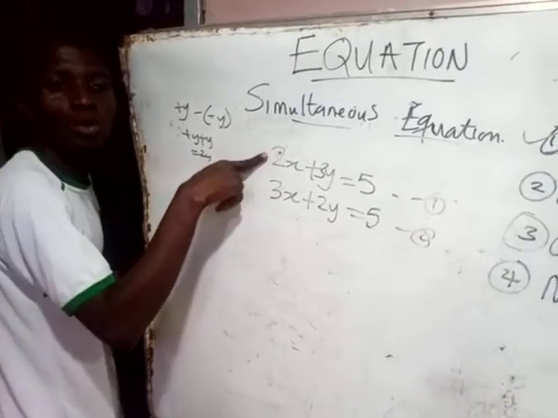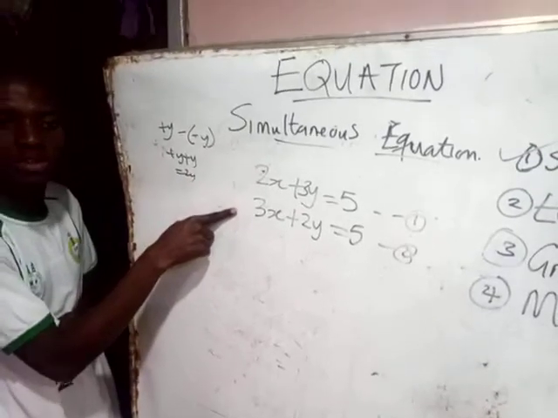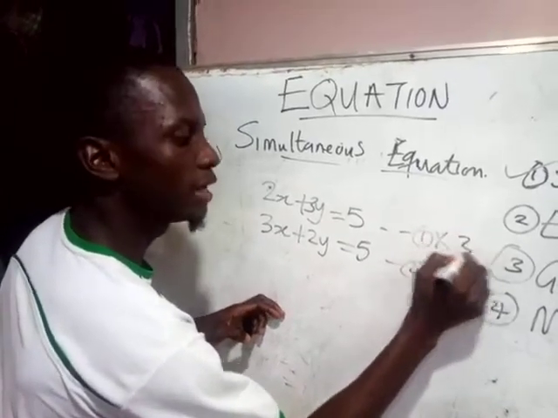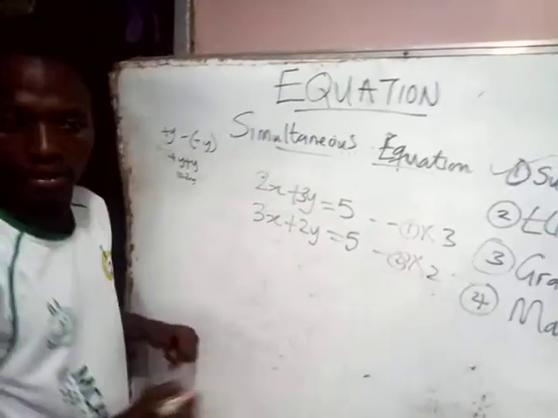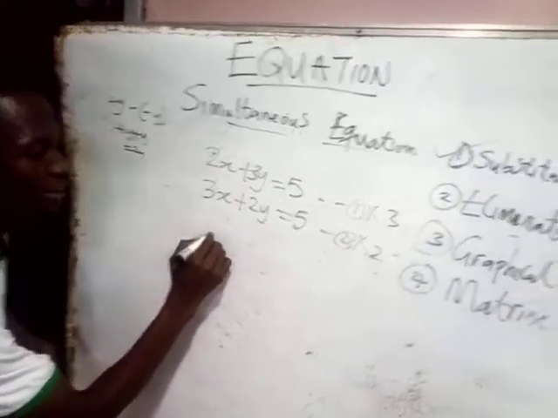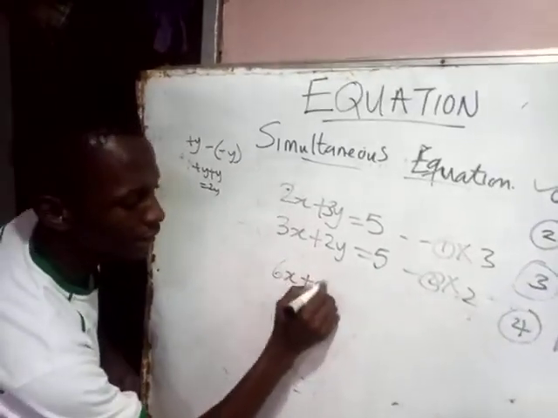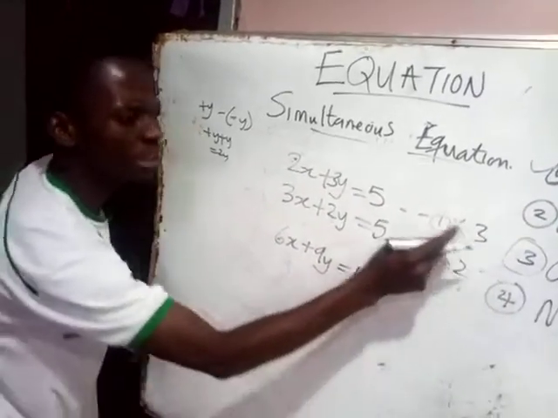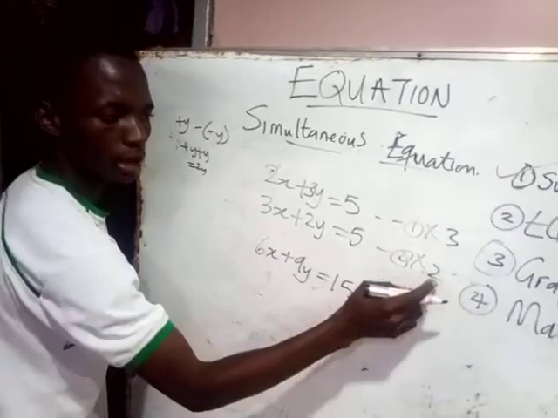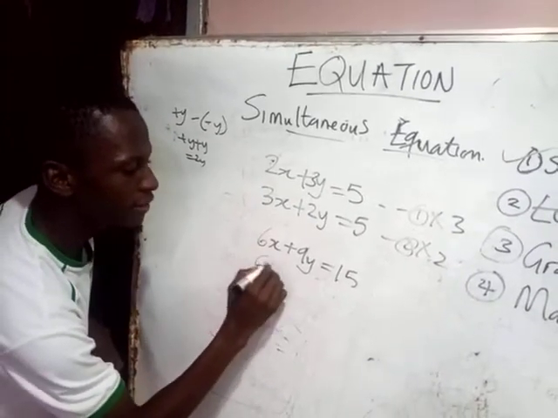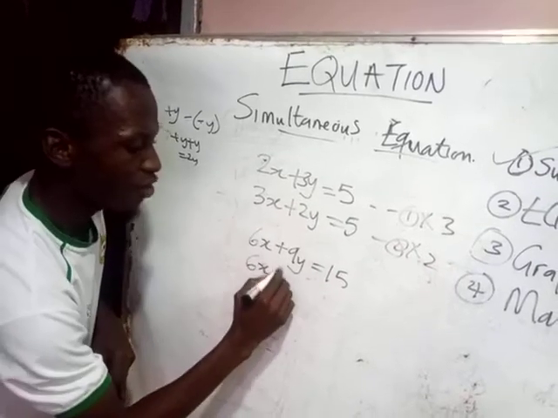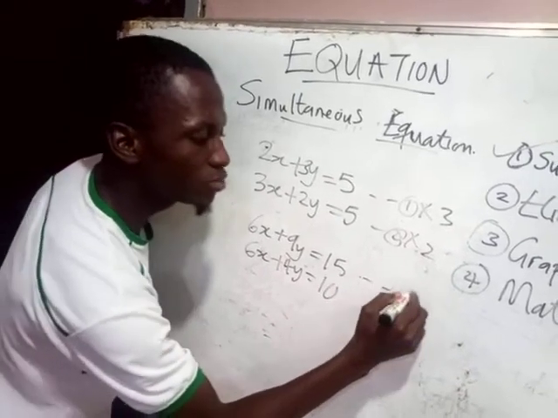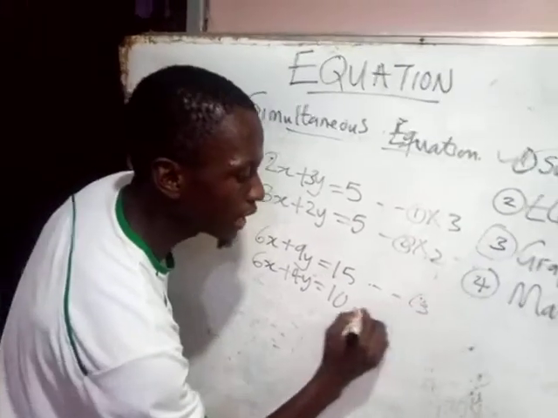You multiply this one with what? 3. You multiply this one with what? 2. So that they are going to be the same number. Here, you multiply this with 3. You multiply this one with 2. Is it clear? 3 times 2, 6x plus 3 times 3, 9y is equal to 3 times 5, 15. Remember, you are going to multiply it all through. Here, 2 times 3, 6x. 2 times 2y, 4y is equals to 2 times 5, 10. You can name this one equation 3, and equation 4.